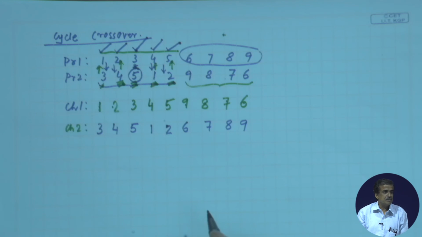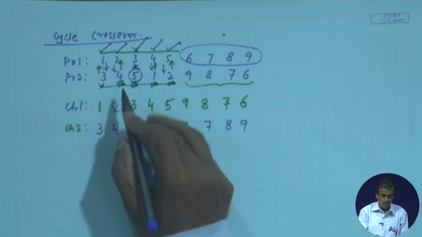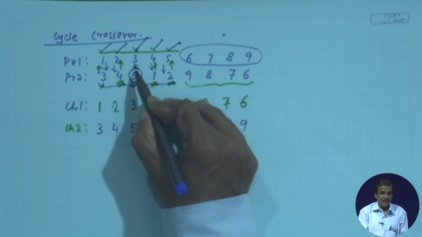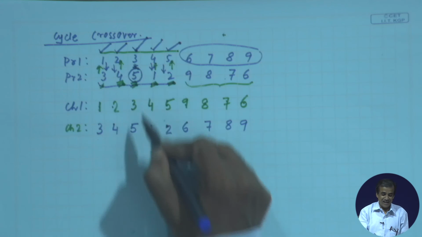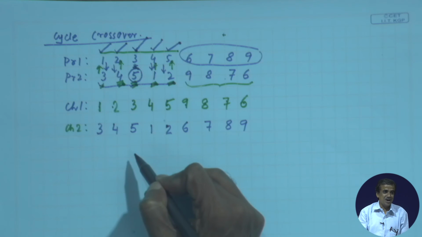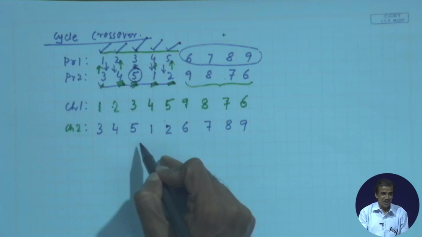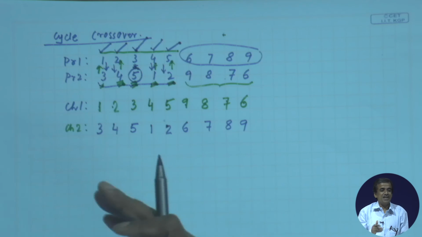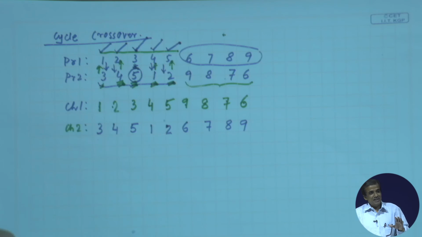Please. If parent 2 was 4, 5, 3 instead of 3, 4, 5, what would have happened? Parent 2 is 4, 5, 3, 1, 2. Then starting, the cycle will stop, and only the first element you can take as 3, and other things you will have to take from the other parent. So, the diversification of the solution will be lost. Yes, that will be there, but new information is not going to come.